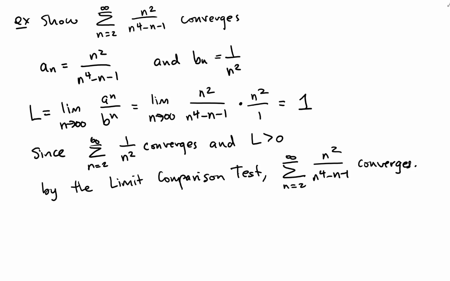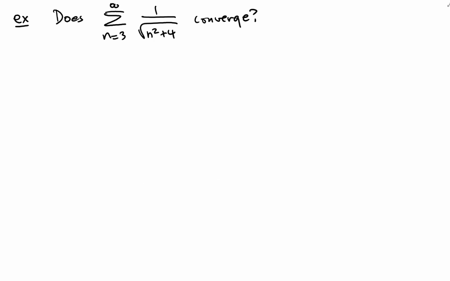And one last example for you. So we'll take a look and see if this series, n equals 3 to infinity of 1 over square root of n squared plus 4, converges. I make my a sub n equal to 1 over the square root of n squared plus 4. My b sub n, something very similar to this that I know diverges, is 1 over n.